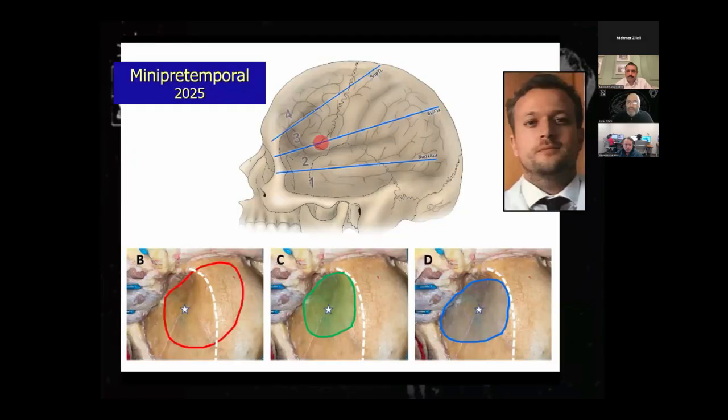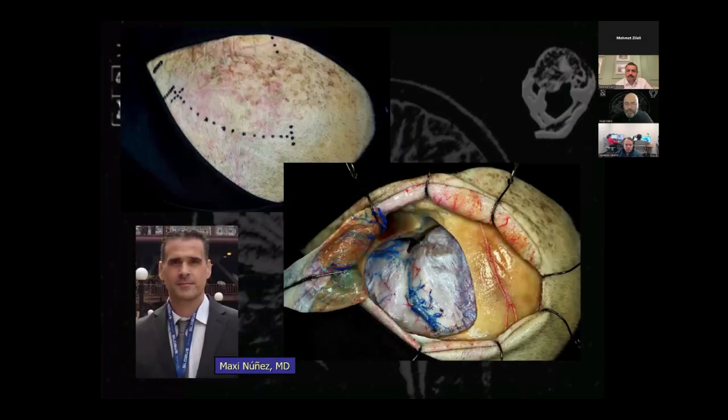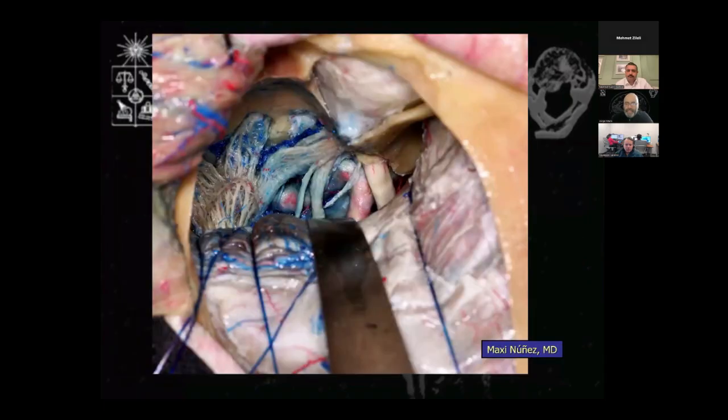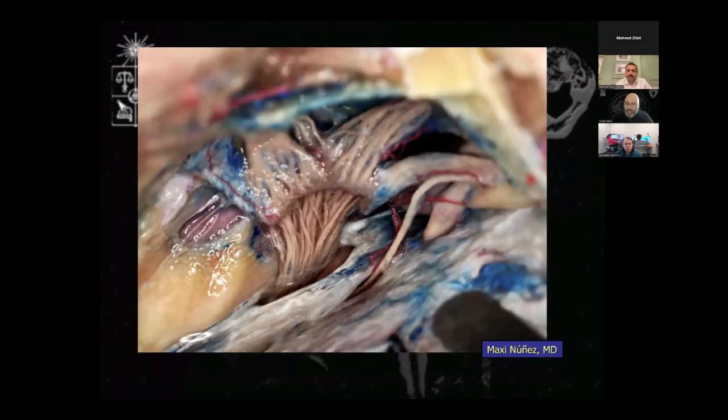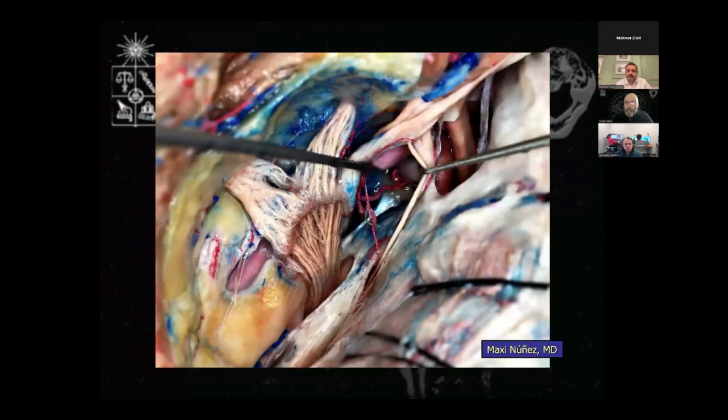This diagram is, of course, from Rafa, and he put this. The mini pretemporal that we are showing today is different from pterional. It's different from mini pterional. It's an evolution of the concept. And then the anatomy is very important, just to show you that the dissections are very important. This is from Maxi Nunez from Argentina. And in the surgery, you can do the same. You must do the same.